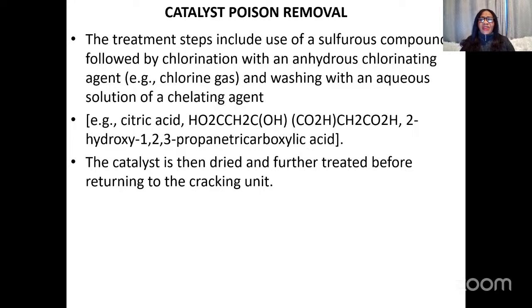The catalyst is then dried. The catalyst that you have already washed, cleaned off the metal poisons, is then dried and further treated for returning to the cracking unit. Like I told you, the swing reactors. After treating it like this, while the other reactor is working, now you've done it well, it goes back to the cracking unit, and the other reactor that has the activated catalyst will now be left for the treatment of removing, while you use this other one that is ready.